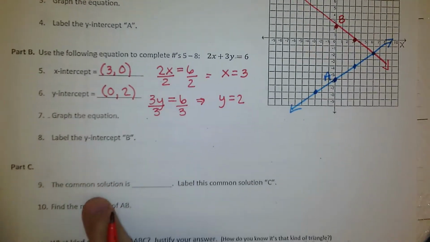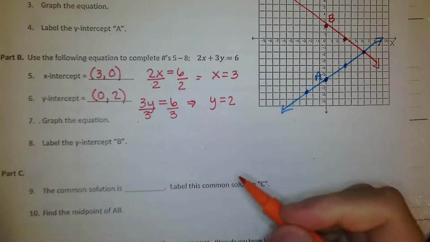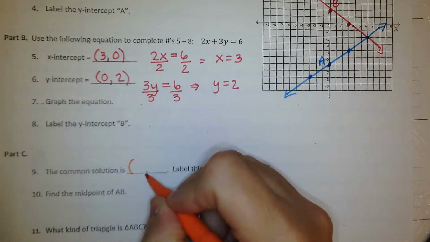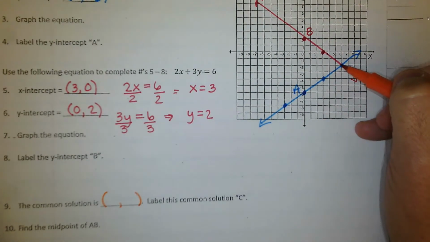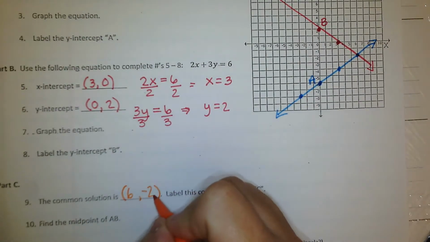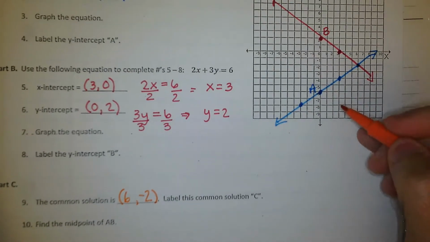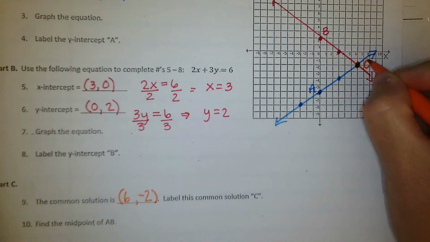In part C, it says the common solution, and that is actually the point of intersection. And our point of intersection for this graph is going to be x comma y. We always write that as a coordinate. And the x-coordinate is 6, and the y-coordinate is -2. That is the solution, 6, -2. And what they want us to do is name this point C. So I'm going to put a C right here.